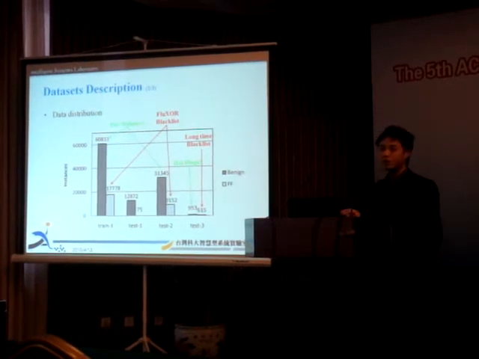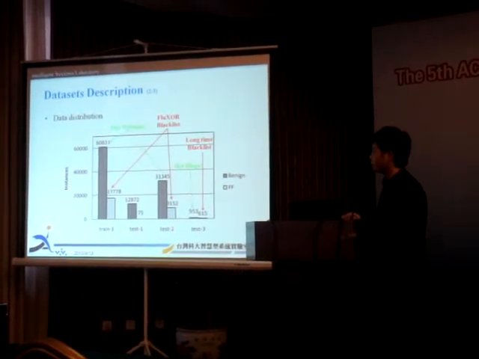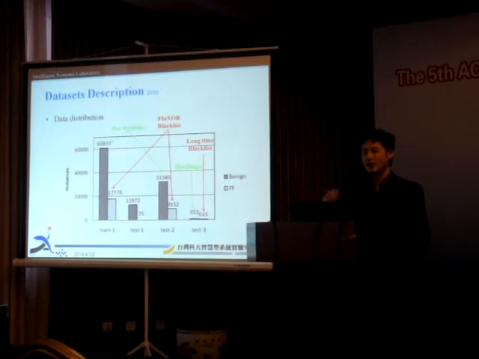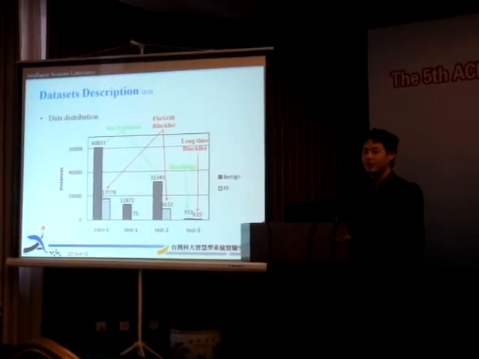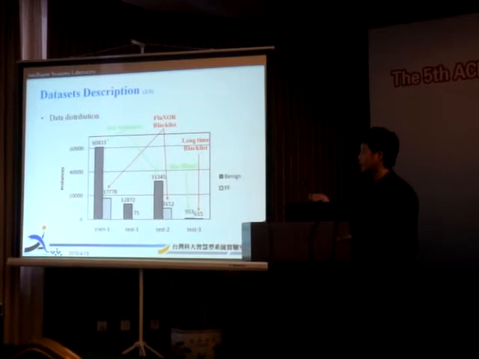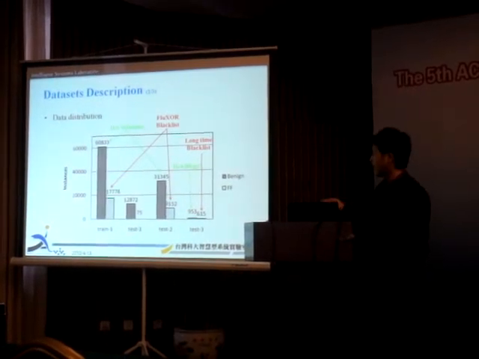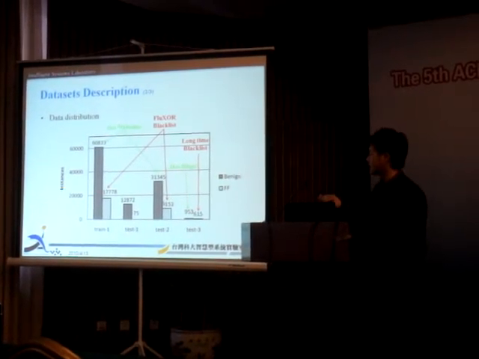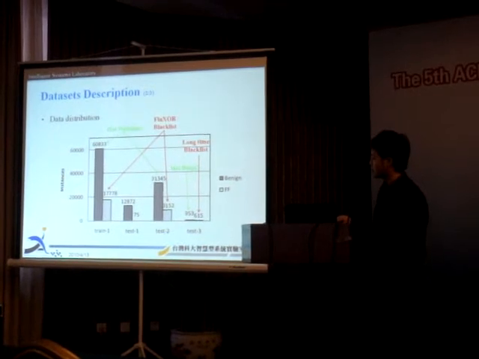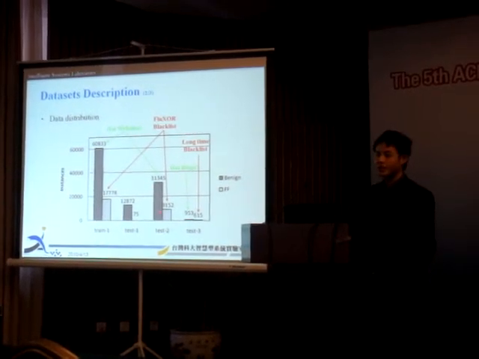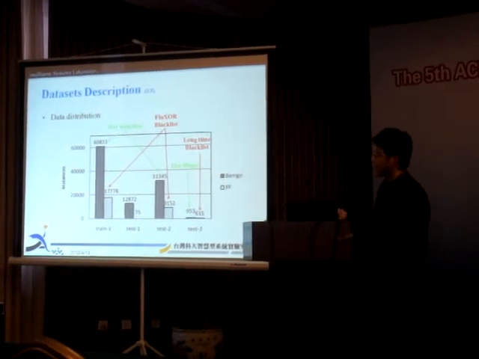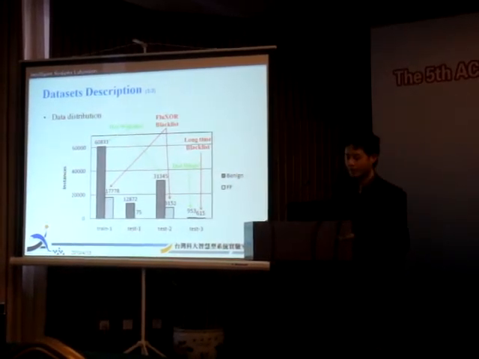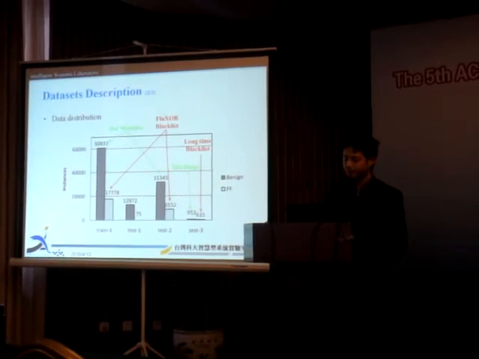This slide just wants to show that we try to consider real environment data distributions. It's a quite unbalanced data distribution. Test 1 is the data set published by NDS 2008. These three data sets are collected by ourselves.